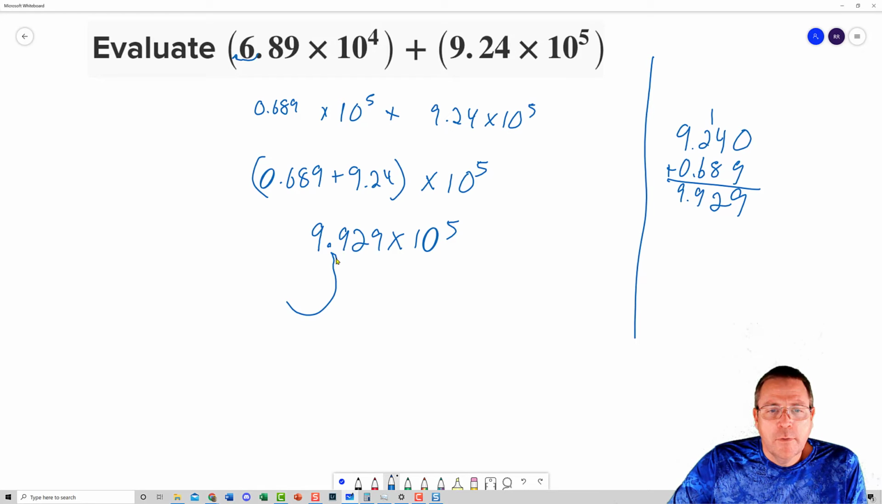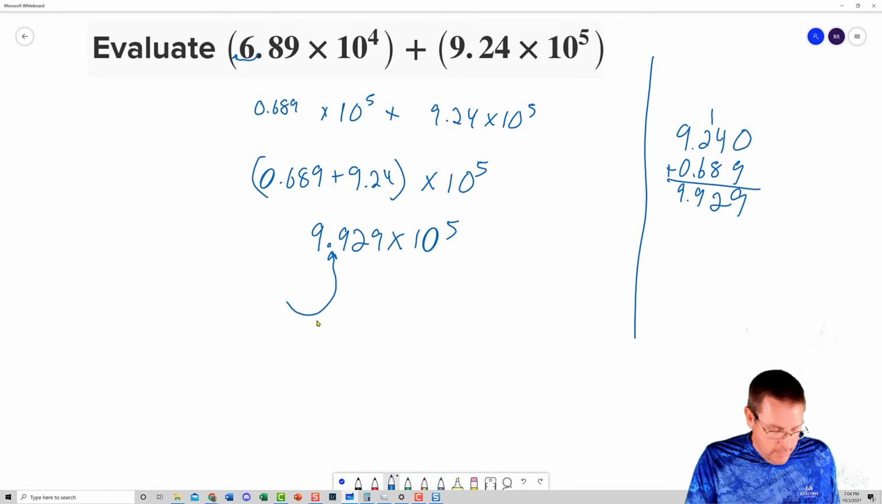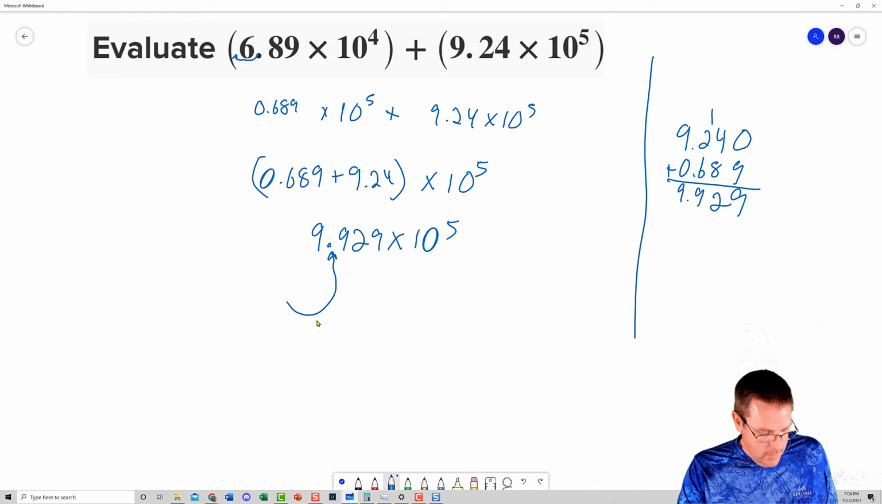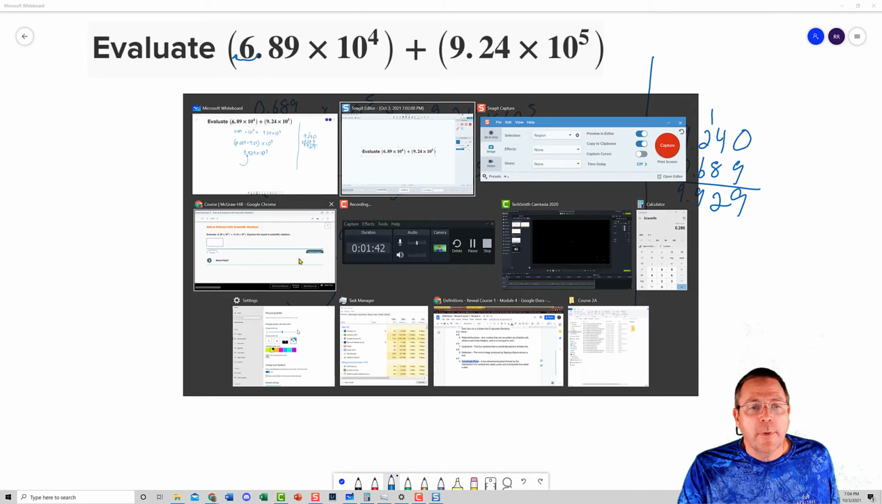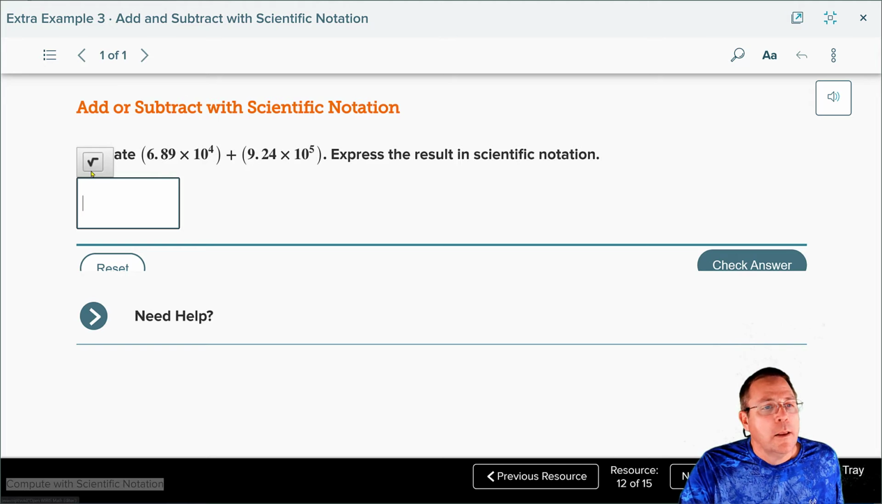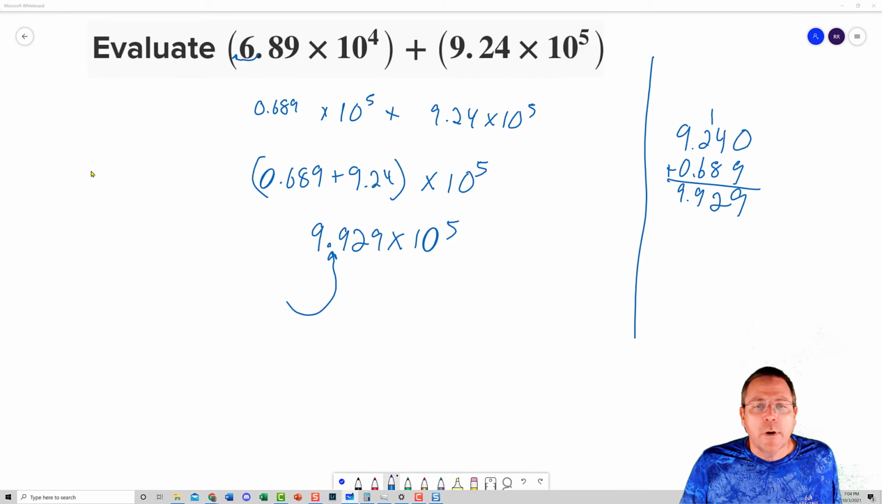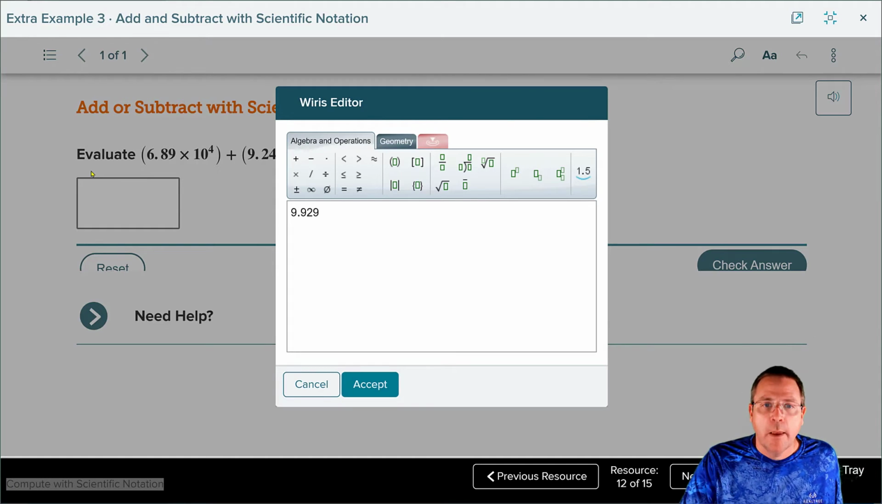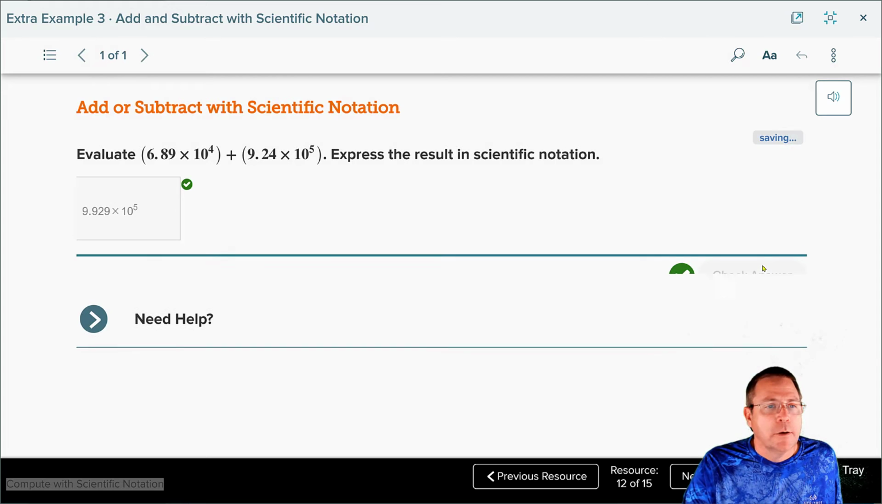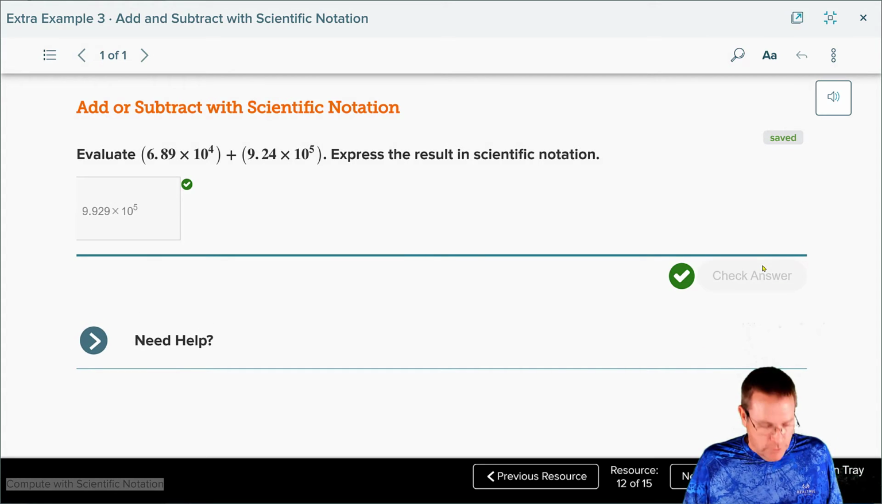That decimal is in the exact space it needs to be, so if I did it right, that's going to be the final number. Bring the textbook back up, and we got, what was it, 9.929, yep, times 10 exponent 5, accept and check, and the answer checked.